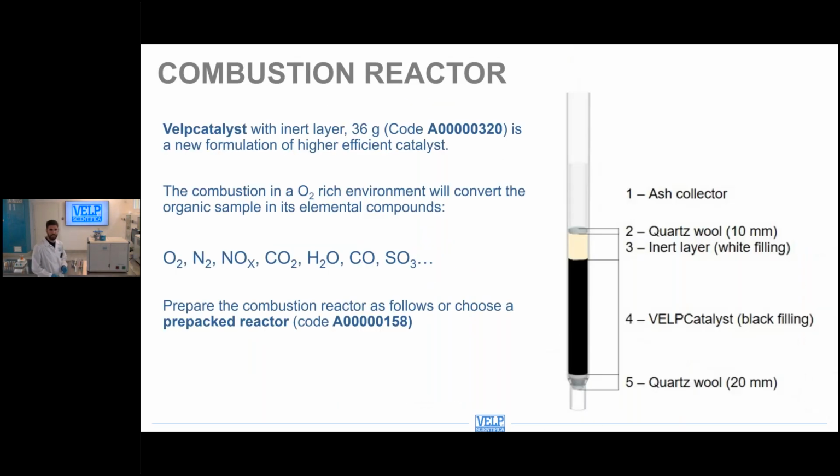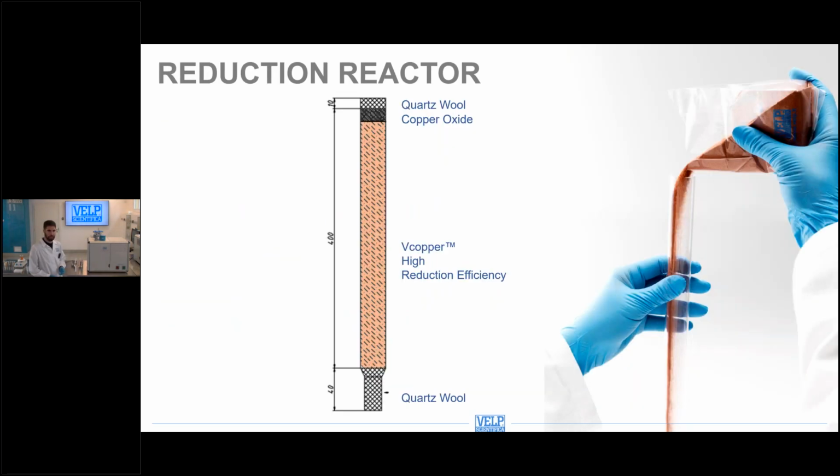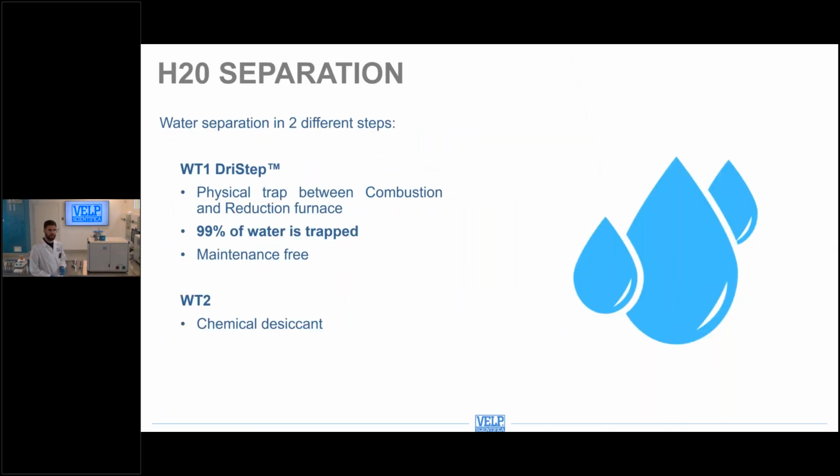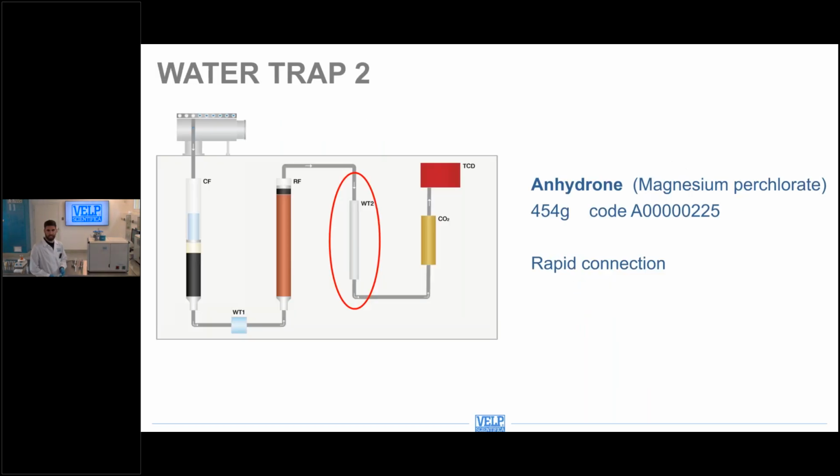Okay, here an overview of the Velp consumables. As I told you, the combustion reactor, the reduction reactor, and for the water separation, there is the water trap 1, that is a physical trap, so there's no need to perform a maintenance for this kind of water trap, and the water trap 2, that is a chemical trap filled with anhydrone, and anhydrone, when exhausted, it has a compact aspect. So you can remove it and replace with fresh anhydrone.